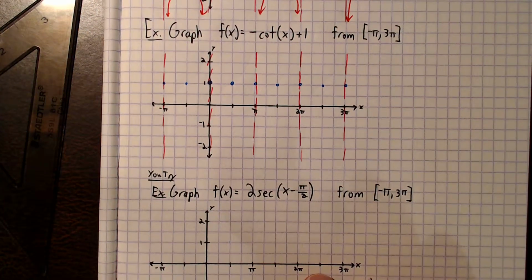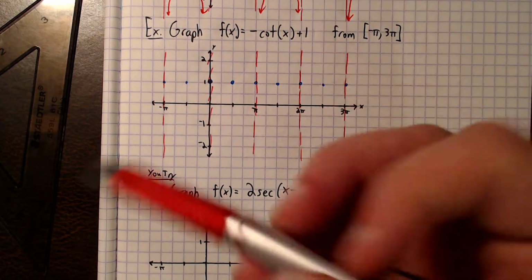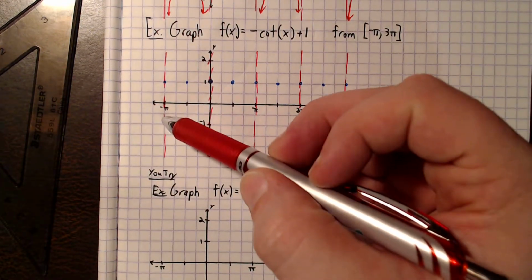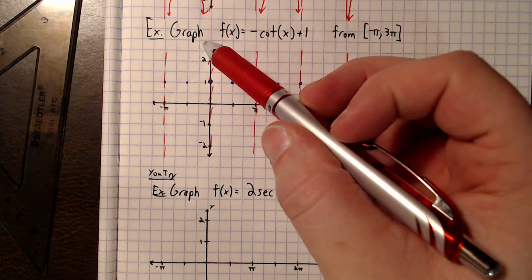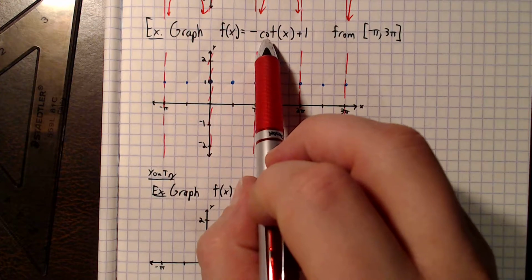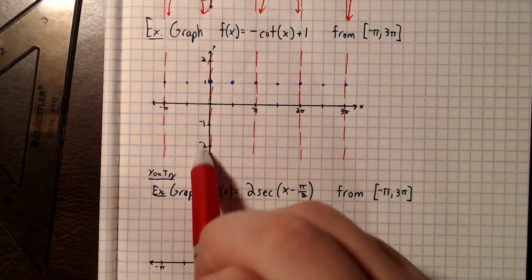Okay, so those weren't too bad. What we want to think about now is what tangent looks like. Tangent starts negative, hits this middle point, and then goes positive. But we're working with cotangent, so it should be going opposite. It should be coming down, hitting the point, and then going down again.